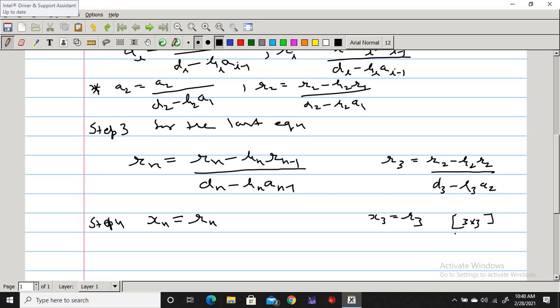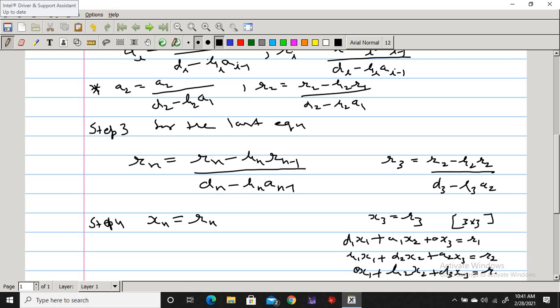this can be written as D1 x1 plus A1 x2 plus 0 x3 is equal to R1. B1 x1 plus D2 x2 plus A2 x3 is equal to R2, and the last one will become what? 0 x1 plus B2 x2 plus D3 x3 is equal to R3. So this type of system we will be given. We will see this during our question.